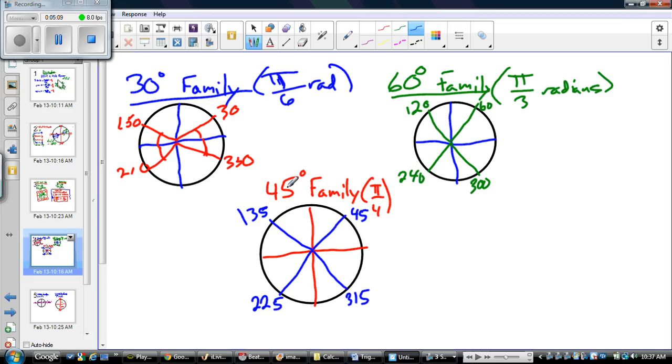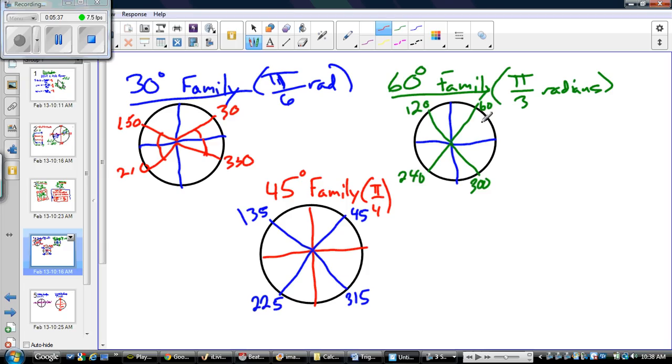We have families. Notice in the 30-degree family, these are all angles that are 30 degrees away from the x-axis. So 30 above 0 is 30, 30 above 180 is 150, 30 below 180 is 210, 30 below 360 is 330. Those angles will all have the same trig ratios. Their signs may be different, but that family will all be the same. And I'm going to do that for an example in a second.